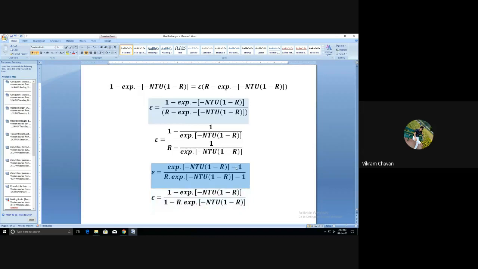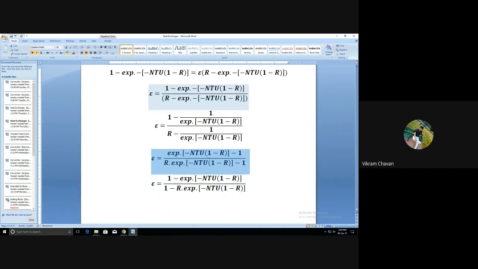Okay, now from the numerator also we have taken the negative sign common, and from the denominator also we have taken the negative sign common. So negative minus 1 divided by minus 1, that will be plus 1, and if you are taking the negative sign common, then minus 1 will become plus 1. Okay, and this positive exponential will become negative exponential.